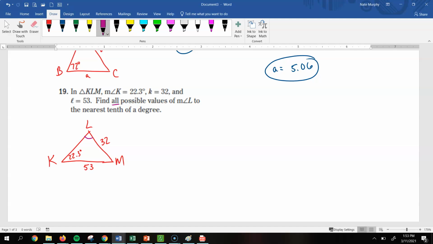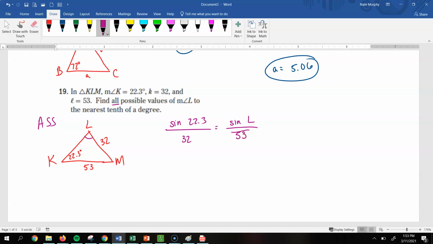Well, let's look at what the situation is. This is an angle side-side situation, one of those naughty ones. So there could be 2 possibilities. So we have to use a lot of sines. So it'll be the sine of 22.3 over the side across from it, which is 32, is proportional to the sine of angle L, which I'm trying to find out what that is, over the side across from it, which is side L, which is 53.